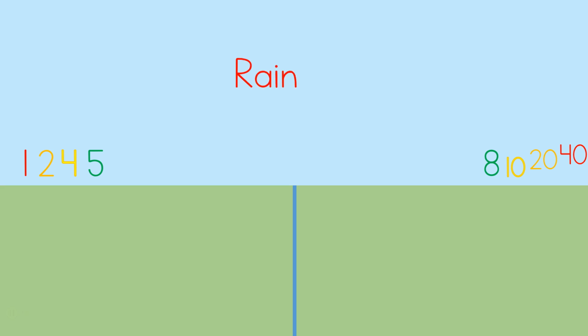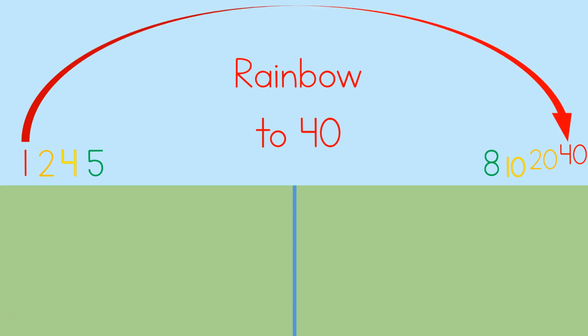These numbers can make a rainbow to 40. Begin by connecting these numbers. 1 will connect to 40. I'll use red for that one, since that's the first color in a rainbow. 1 times 40 equals 40. Also, 40 times 1 equals 40. That's the commutative property of multiplication.